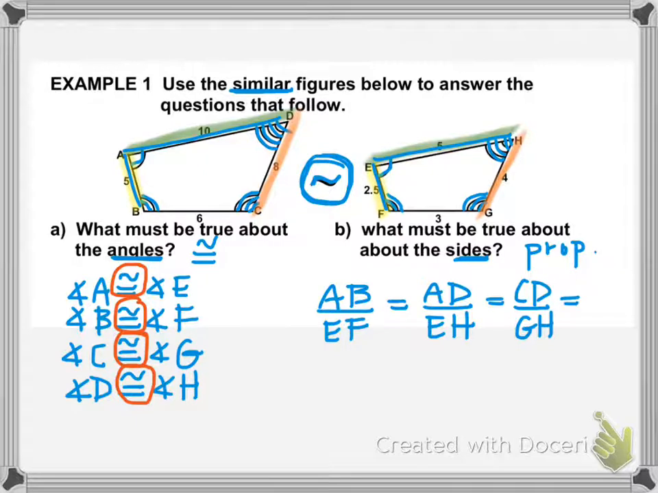And then the last two pairs of sides are the remaining sides. That's the 6 and the 3. So BC is the one on the left, and FG is the one on the right. So if I plugged in numbers into all of these ratios, they would all equal each other, which means they are proportional. Okay, all of these ratios are equal, which means the sides are proportional. I want you to know what that means.